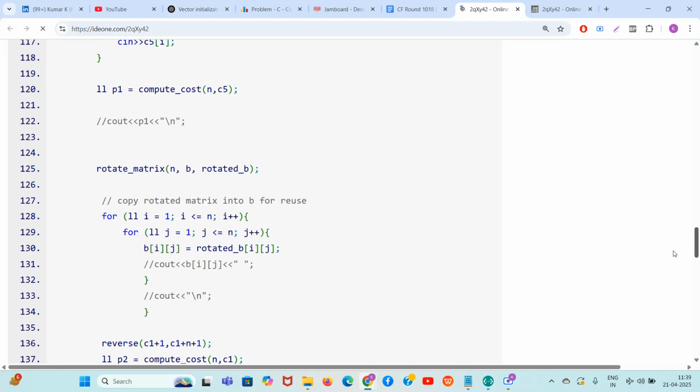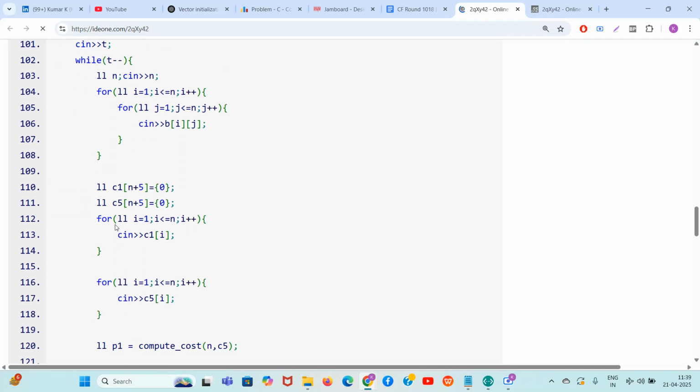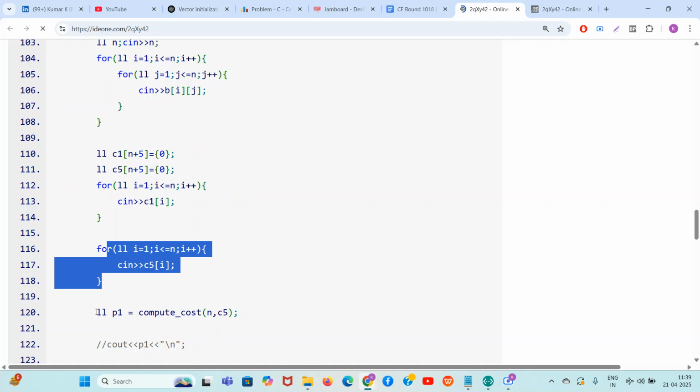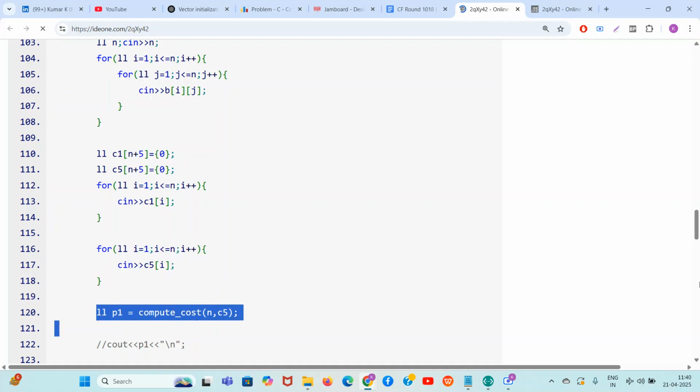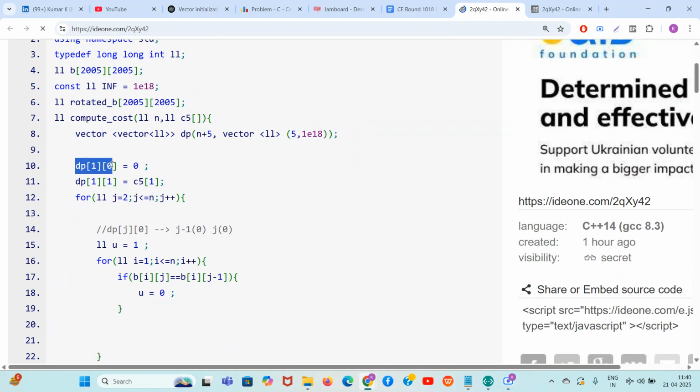You see, you have taken the input of the matrix, then the cost array for rows and the cost array for columns. I have written a function which will do the DP algorithm to calculate the cost. If I go to the compute cost section, you can see dp[1][0]: to solve the first column without any operation, 0 rupees. If you do an operation, then it is C[1], which is the cost array for columns. C[1] means the cost to do an operation on column number 1.